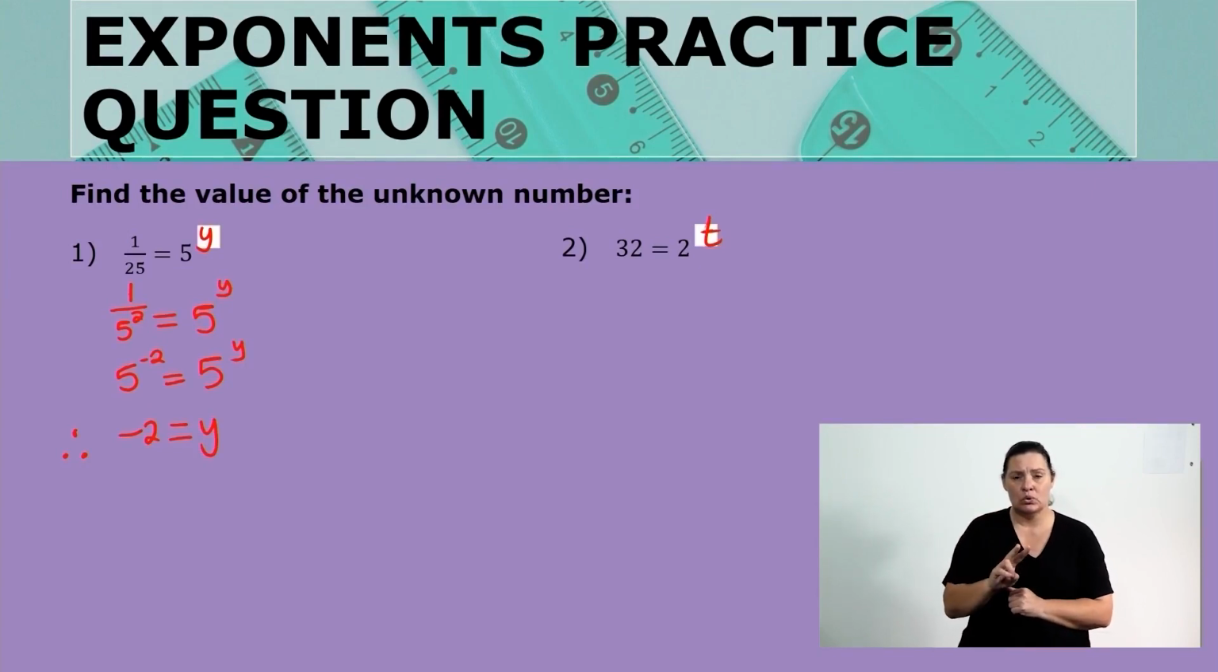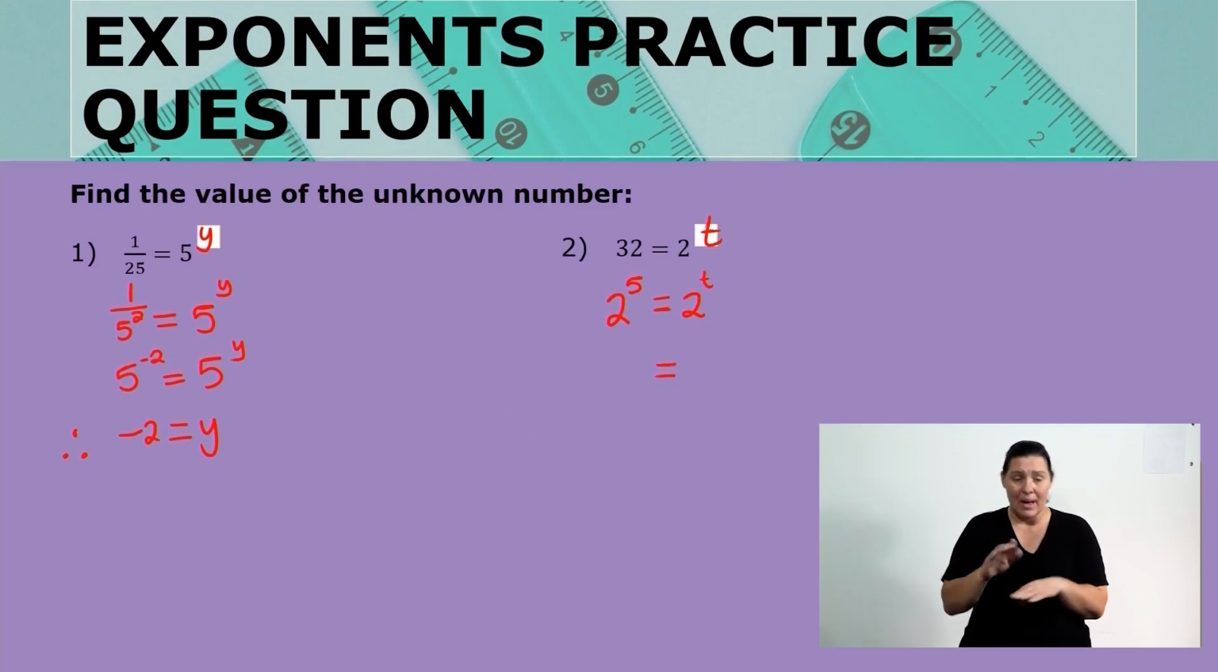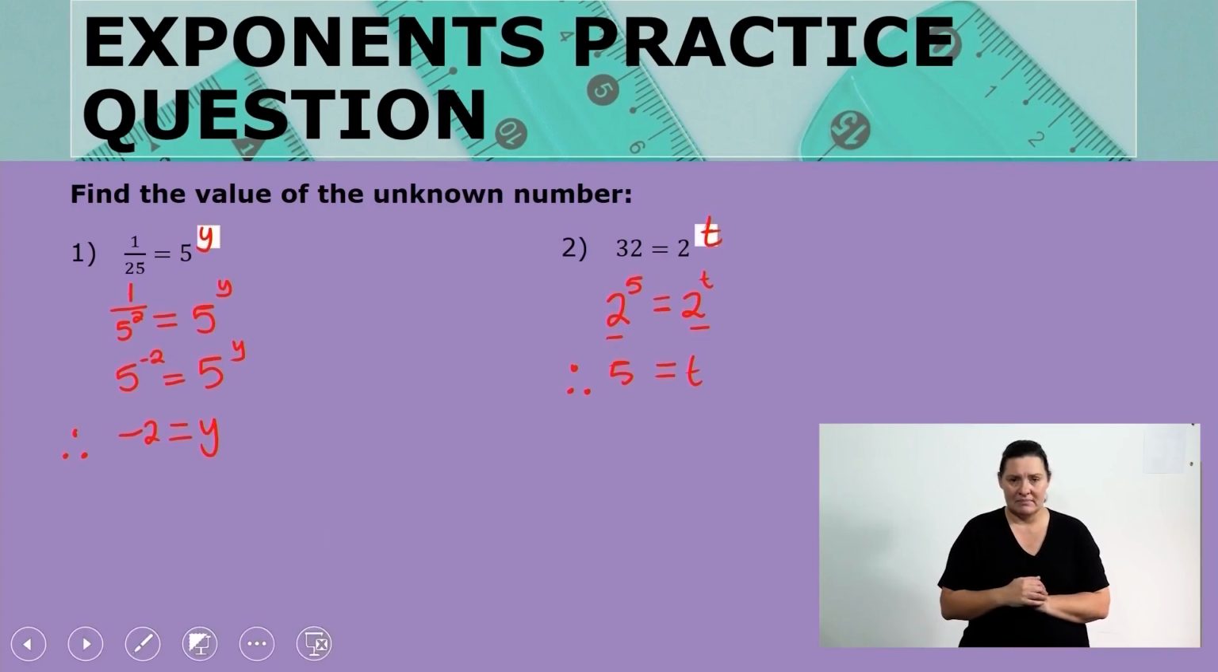So what is 32 in exponential form? Do you remember? So 32 is 2 to the exponent 5, and that is equal to 2 to the exponent T. And because the powers are equal to each other and the base is the same, this means that our exponents are also the same. So therefore, 5 is equal to T, or T is equal to 5.